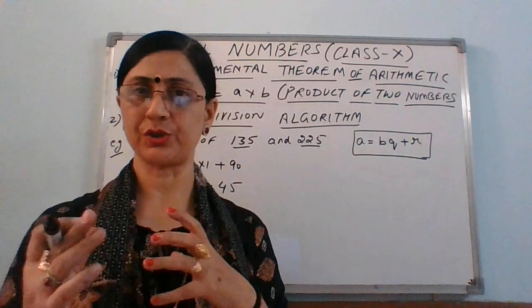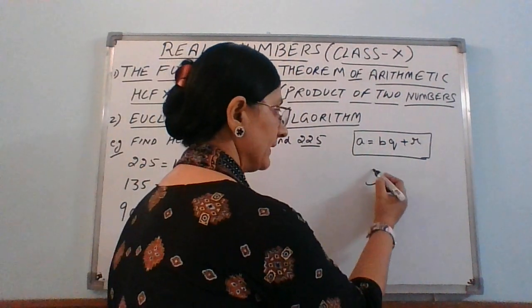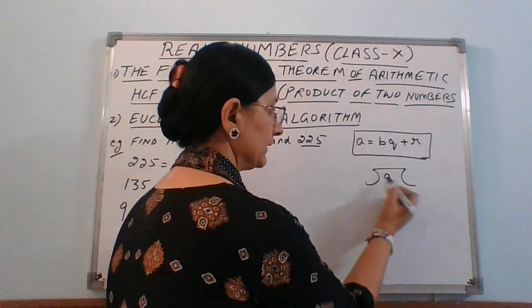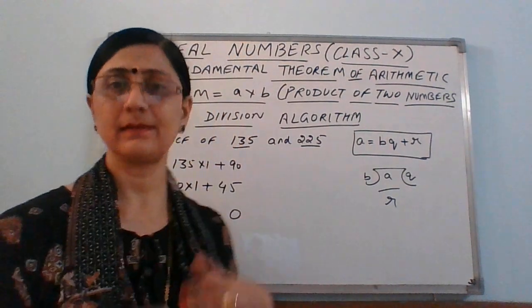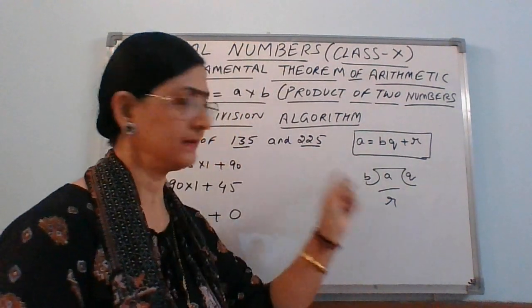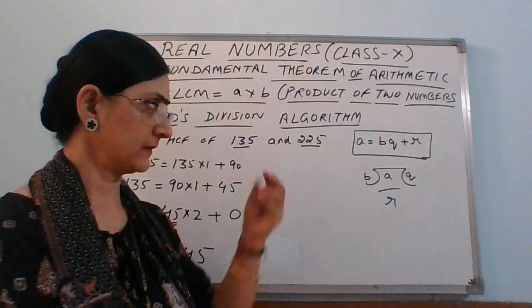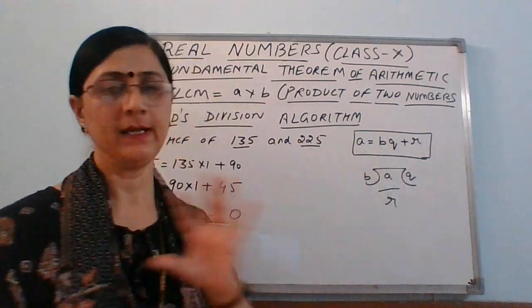Here Q is the quotient. When you divide, right? Suppose you put A inside and divide by B, the quotient you get is Q and the remainder you get is R. R is the remainder. So these are the terms, right? A, B, Q, R: the remainder, the quotient, and the two numbers here.